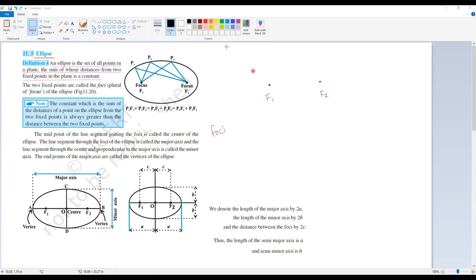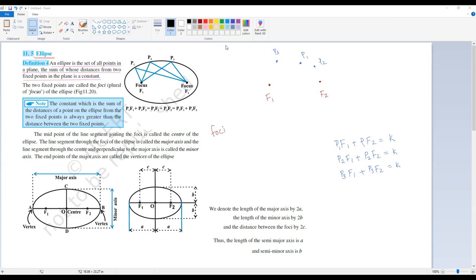So these are the foci. Now take a point P in such a way that PF1 plus PF2 is equal to some constant, say K, whatever it is. Then take another point P2, in such a way that the distances of that point from these two fixed points, P2F1 and P2F2, when you add them, should also give the same constant. Or another point, say P3: the distances of that point from these two fixed points, P3F1 and P3F2, their sum should be that same constant.